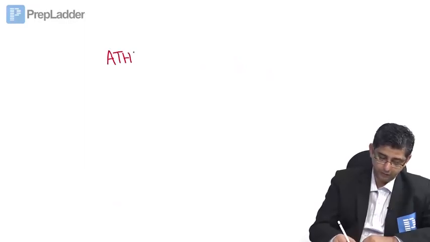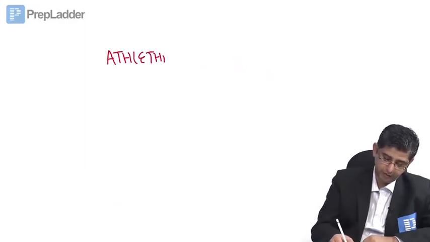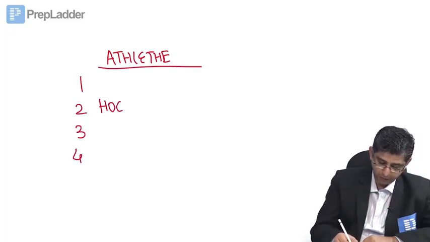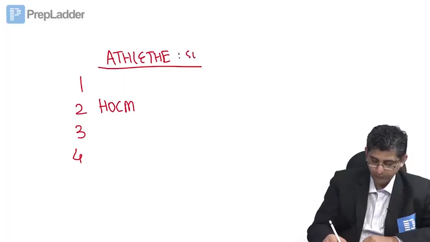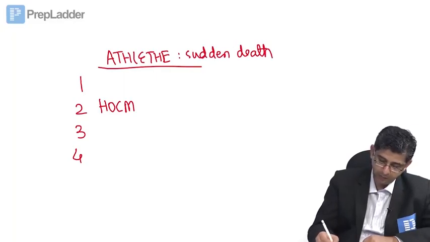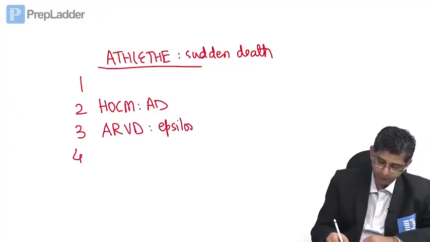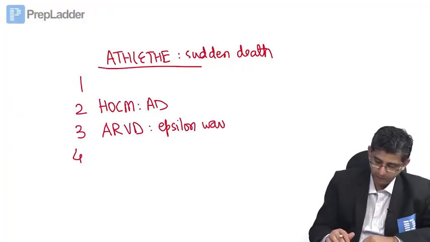Death in an athlete. We have discussed two possibilities here. One of the reasons why an athlete can die is due to hypertrophic obstructive cardiomyopathy. But with beta-myosin gene testing available, it is less likely to be a cause. Another cause is arrhythmogenic right ventricular dysplasia, which can be evaluated on the basis of epsilon wave.